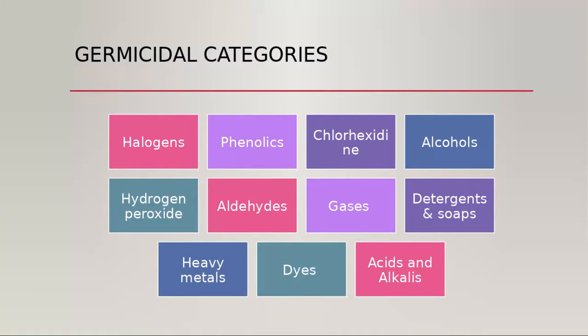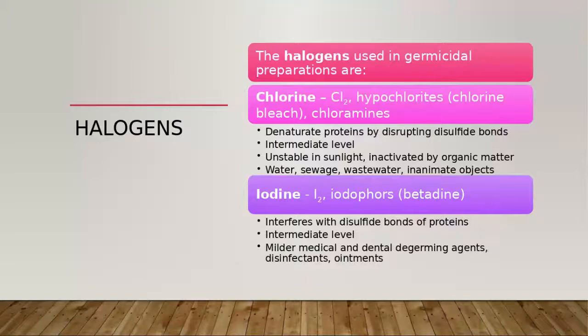So again, this is the category of chemicals used as chemical control or germicidal agents: the groups of halogen, phenolic, chlorhexidine, alcohol, hydrogen peroxide, aldehyde, gases, detergent and soap, heavy metals, dyes, and some acids and alkalis. Now we start with the halogen.